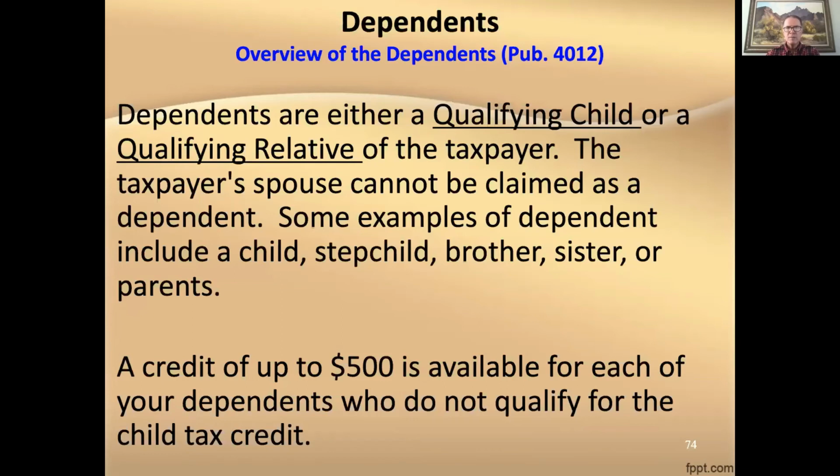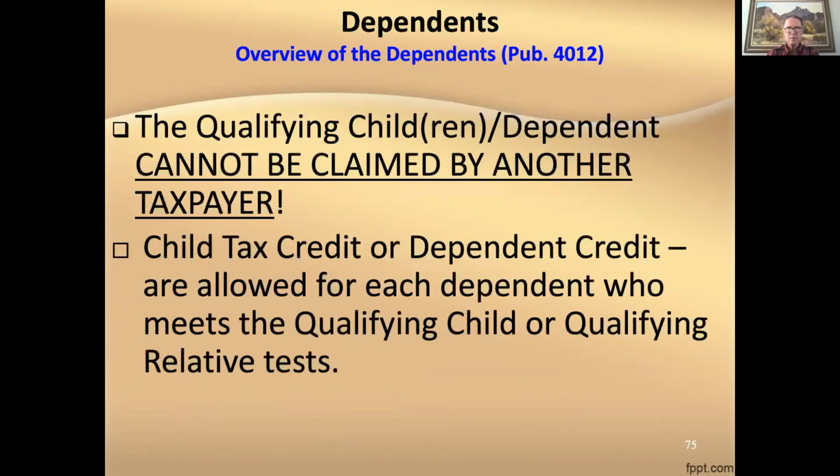Now, a taxpayer's spouse is not a dependent. An example could be child, stepchild, brother, sister, or parents. If they're not a qualifying child or a qualifying relative dependent, they could be an other dependent, and that would give them a credit of up to $500, if they were an other dependent but not a child or a relative. A qualifying child dependent cannot be claimed by another taxpayer. Only one taxpayer per dependent.